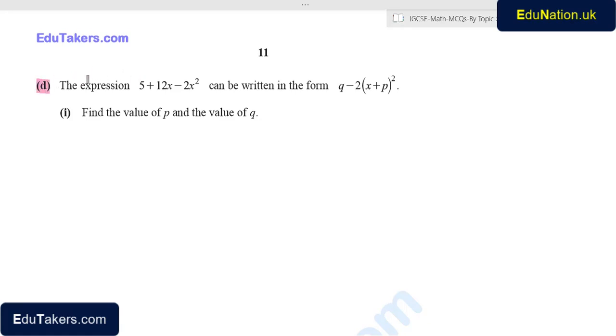The expression 5 plus 12x minus 2x square can be written in the form q minus 2 into x plus p whole square. Part I is find the value of p and the value of q. First we will write it in the form q minus 2 into x plus p whole square.